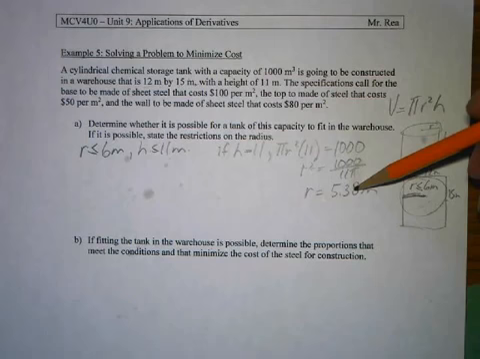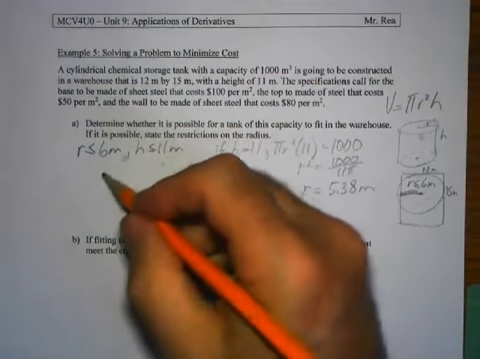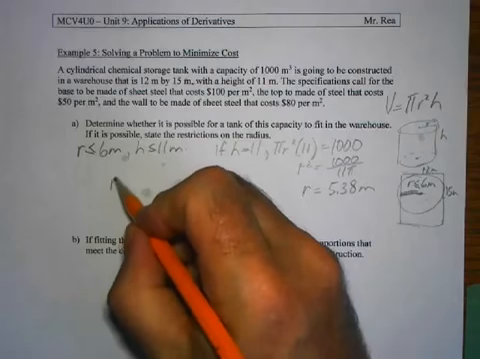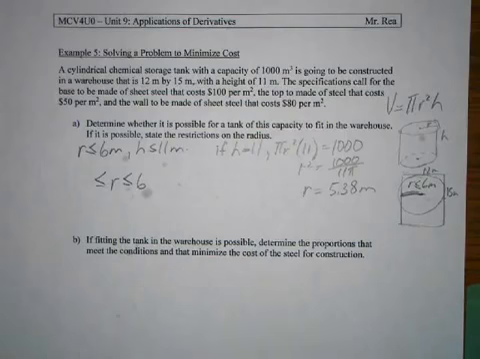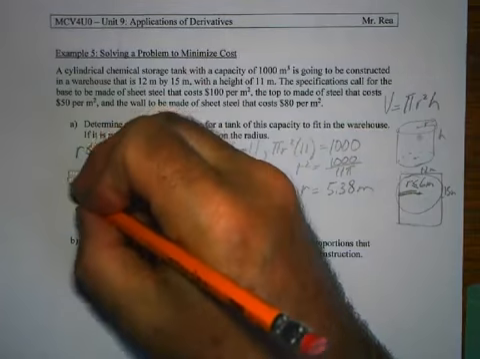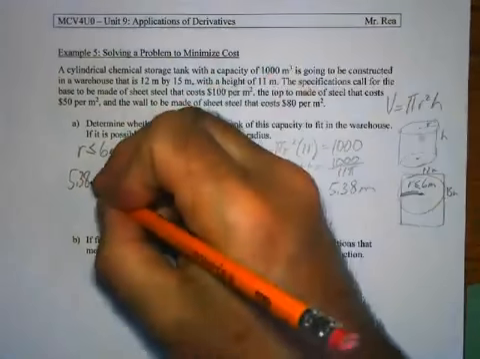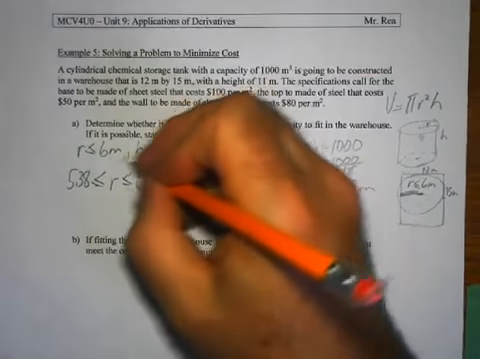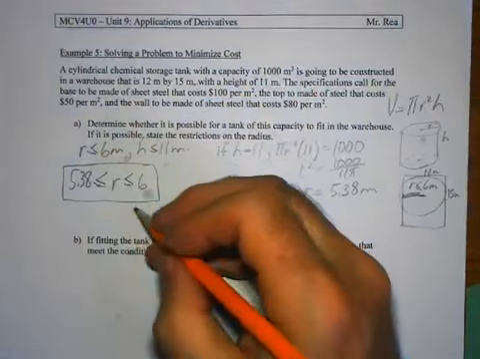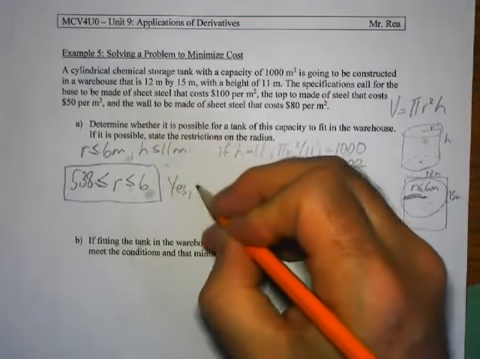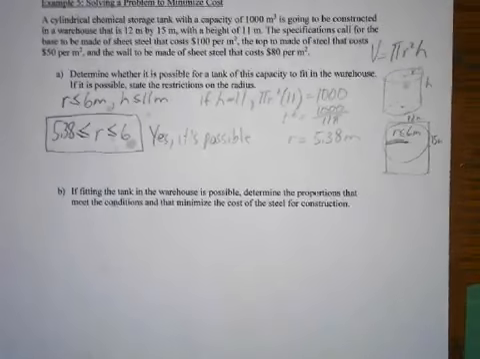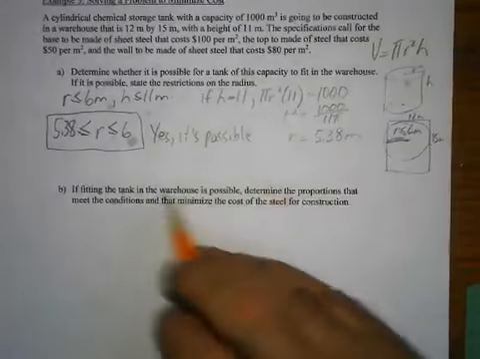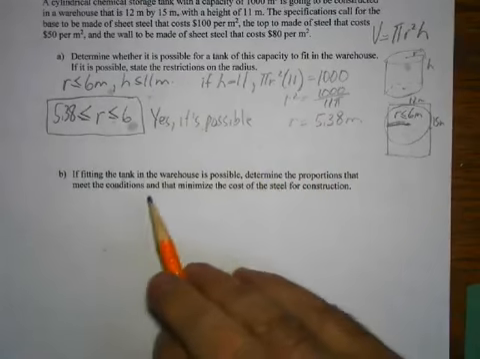If I combine these two together, I know that r has to be less than or equal to 6, but also greater than or equal to 5.38. So somewhere in between, there's the restriction, and yes, it's possible. Okay, so we know we can go forward. For the second part, I don't think they'd ask this question if it wasn't possible.